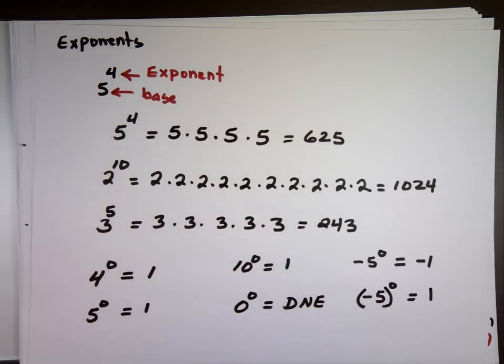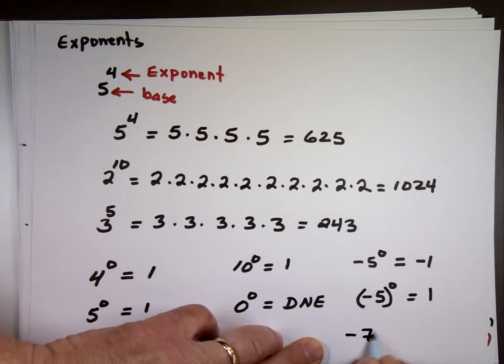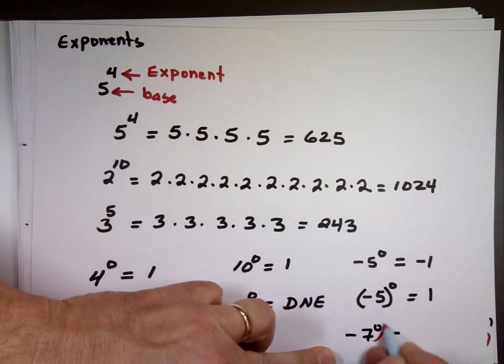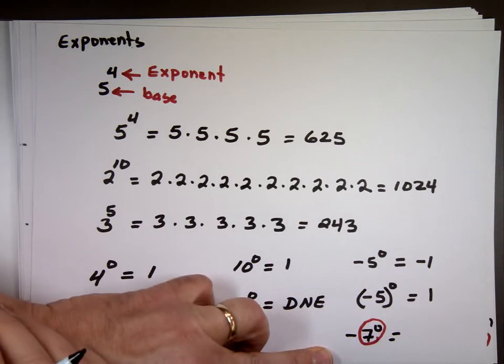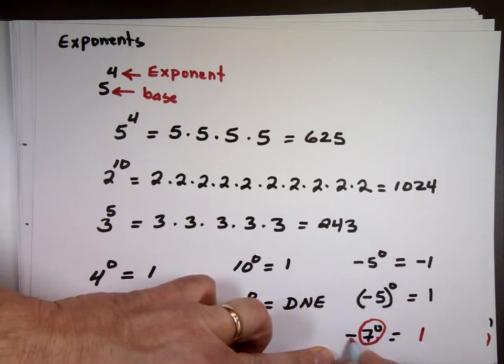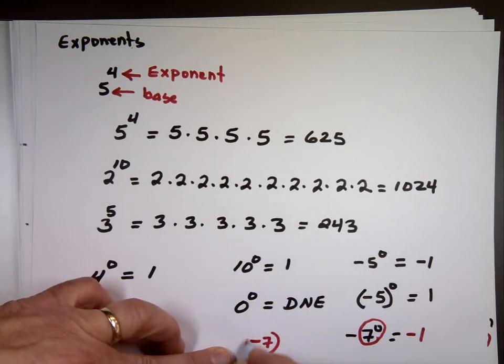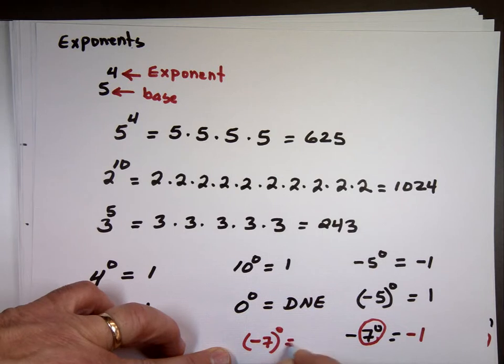So minus 7 to the 0 power. This is raised to the 0 power, not all of them, just this one. That's a 1. And you have a minus sign sitting in the front. That's why it's a minus 1. Minus 7 in parentheses to the 0 power, that's all of that raised to the 0. And that's a 1.